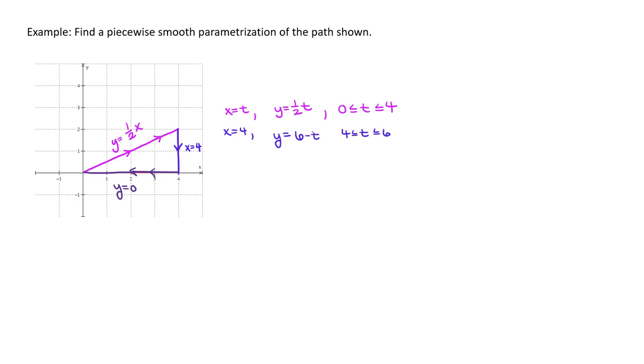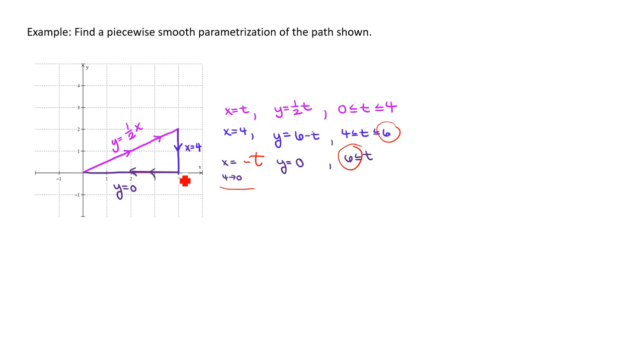Okay, and then finally our last path runs along y equals 0. And the x values are going from 4 to 0. So the x values are decreasing as well. So I'm going to write an equation for my x's where we're subtracting the t because the x values are decreasing. And I really want this third pathway to start where the other one ended. So I want it to start at t equals 6.